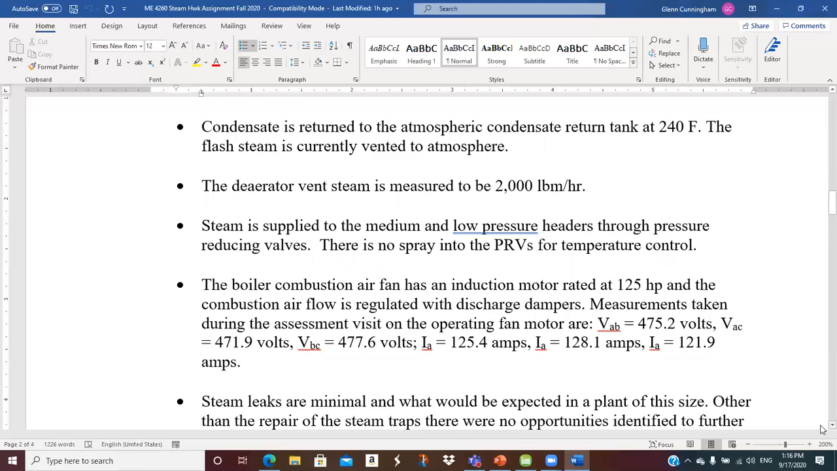The boiler combustion air fan has an induction motor rated at 125 horsepower. Combustion airflow is regulated with discharge dampers. Measurements taken during the assessment visit on the operating fan motor are voltage AB, voltage AC, voltage BC, current phase A, current phase B, and current phase C.